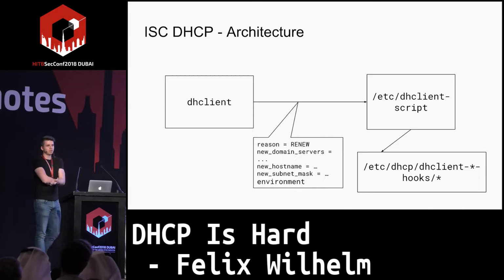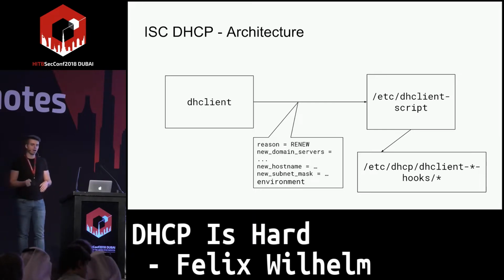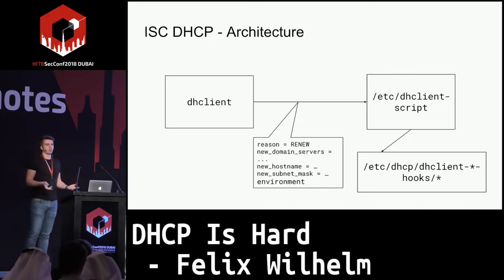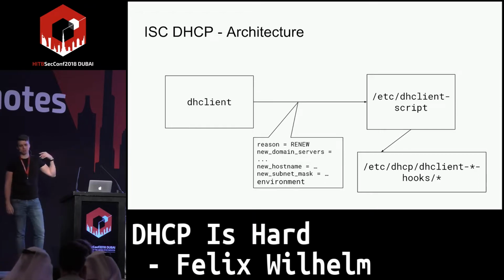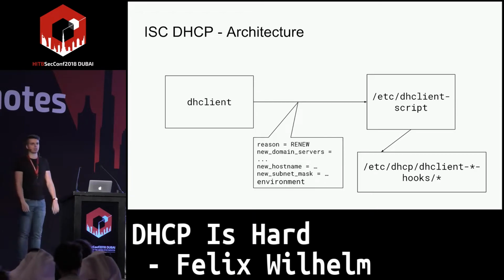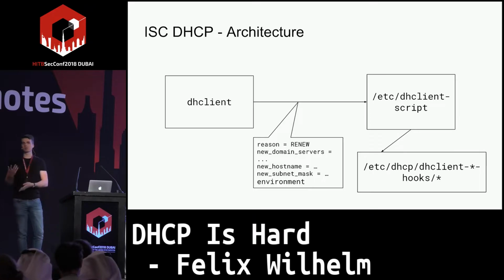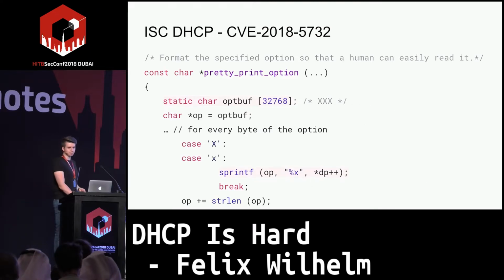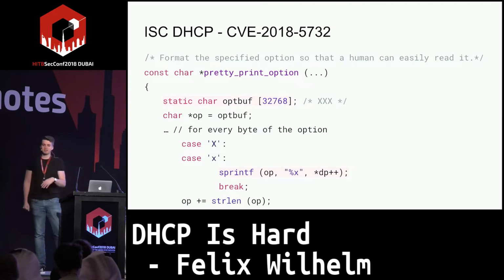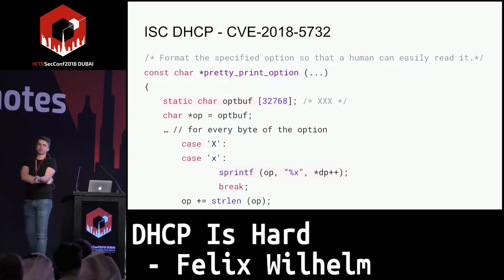So now I mentioned that encoding of DHCP options is basically up to the sender, right? So what happens if you just specify binary garbage as an option value? How do they make sure that the value they put into the environment is actually safe? I mean, you can't put binary data into an environment variable, that would lead to problems. So they need to have some way to make it printable or readable. And for this, they have this function, pretty_print_option.